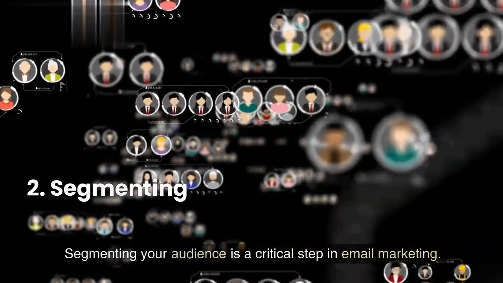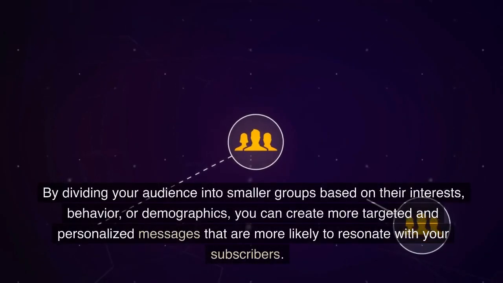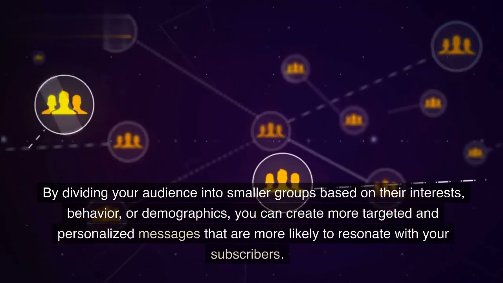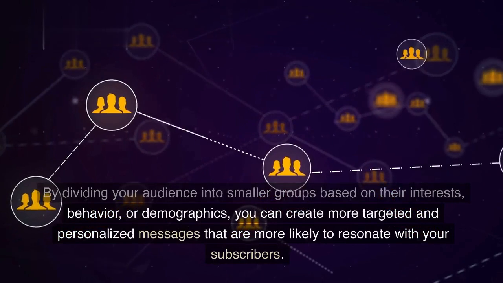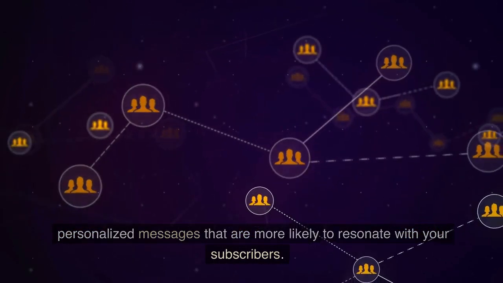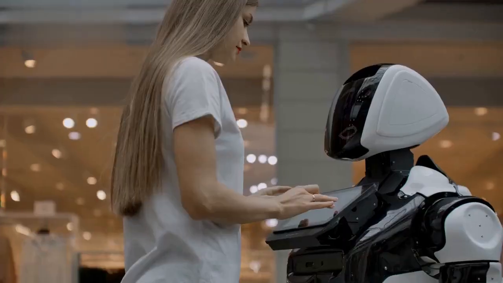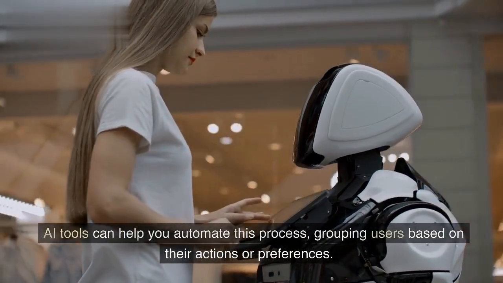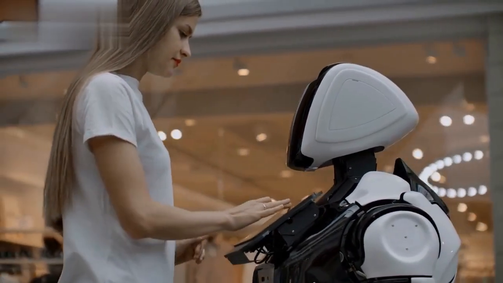Segmenting your audience is a critical step in email marketing. By dividing your audience into smaller groups based on their interests, behavior, or demographics, you can create more targeted and personalized messages that are more likely to resonate with your subscribers. AI tools can help you automate this process, grouping users based on their actions or preferences.